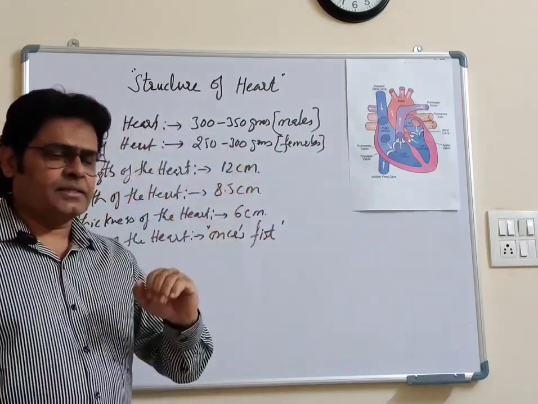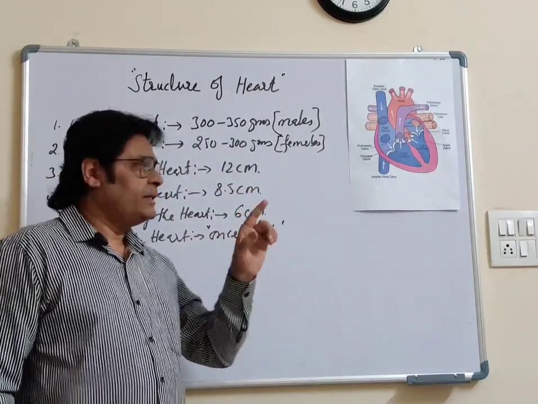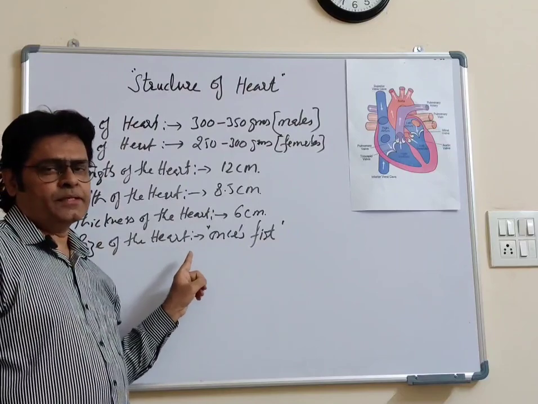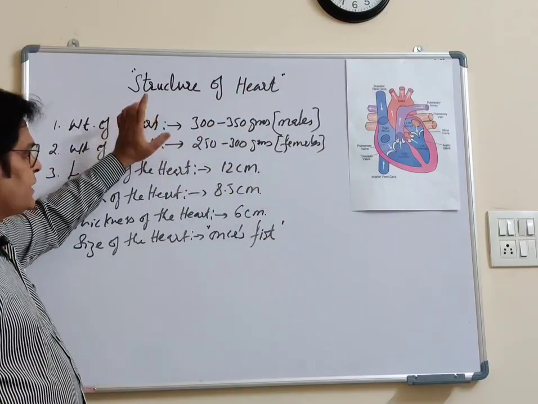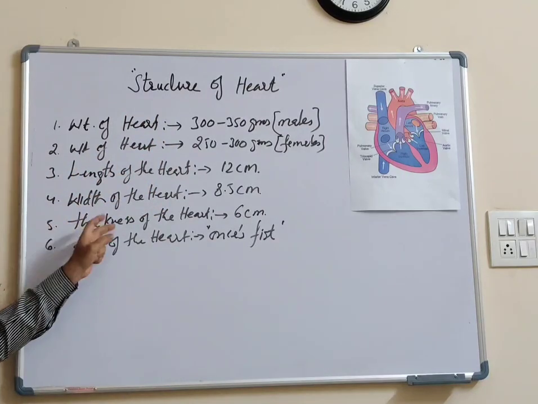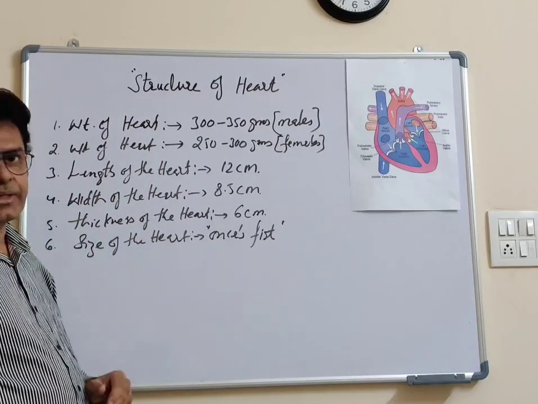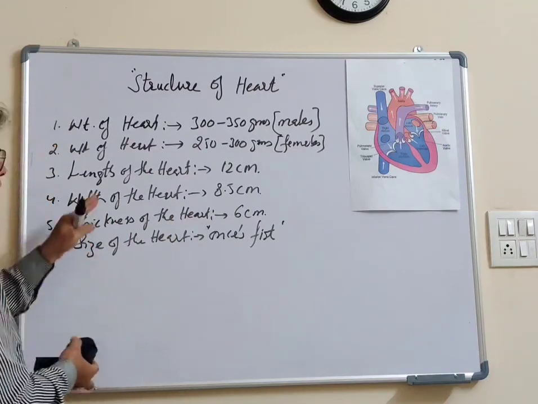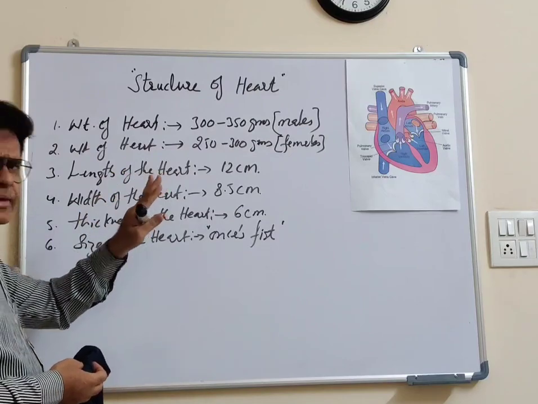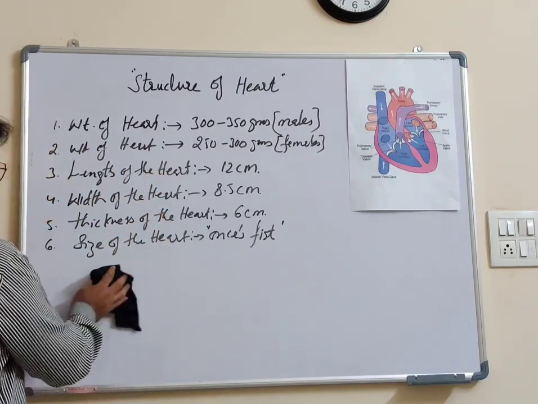In that answer, describe the structure of human heart, these points are very, very important. Weight of the heart, then length of the heart, width of the heart, thickness of the heart, size of the heart. After that, you write the location, where it is present. If you copy this, it will be very good. You can get a good answer. The next one.